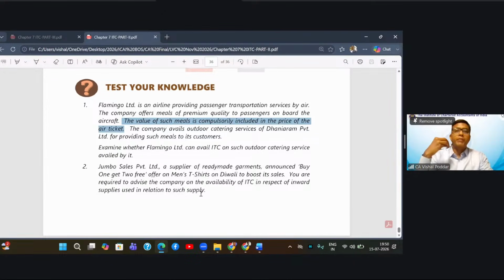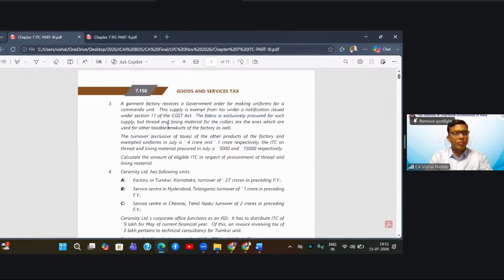It is only an advertisement mechanism whereby I'm actually charging price for the two t-shirts, but only on the face of it, I'm floating it as a scheme. This is the clarification given by Circular number 92. You will have to quote the circular number, and then finally you'll say that since the circular specifically treats this as not a free supply, therefore, in the given case, the credit will not be denied to Jumbo Sales and it will be entitled to the entire credit. I hope this is clear to you all, students.